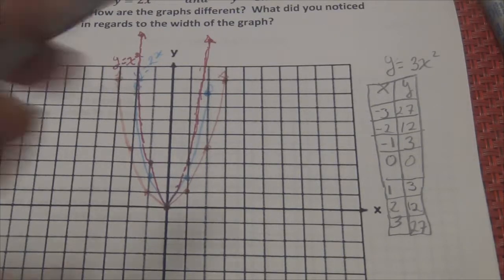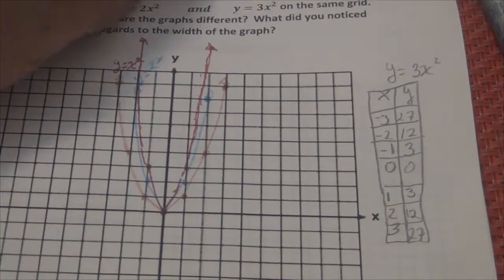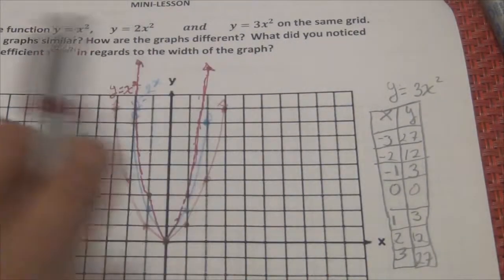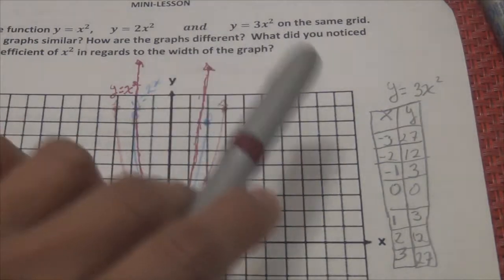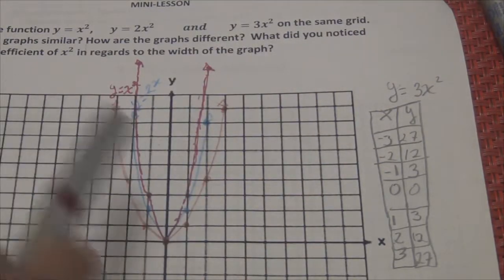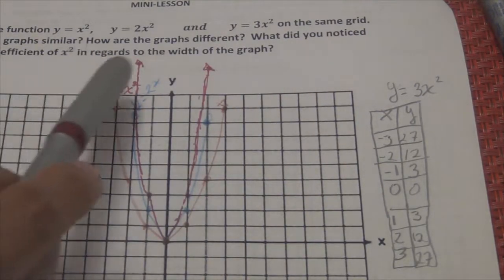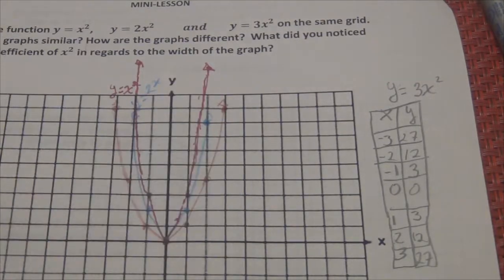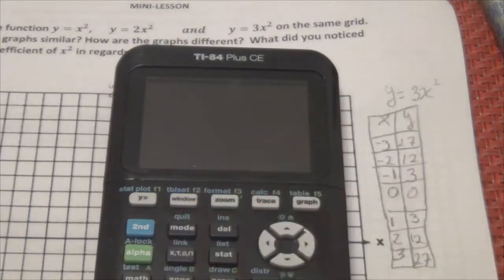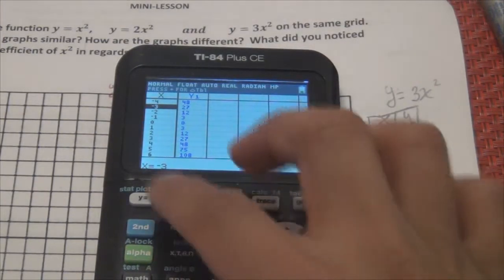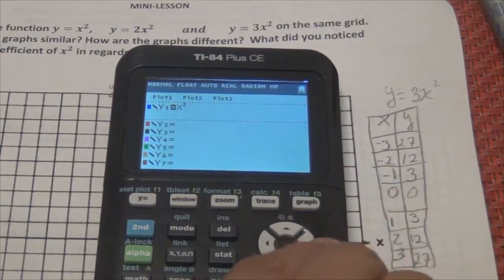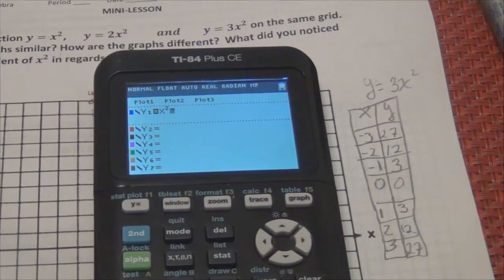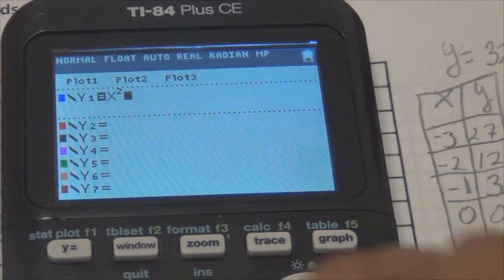Okay. Look at what it says. It says, on the same grid, how are the graphs similar or how are the graphs different? What did you notice about the coefficient of x squared in regards to the width of the graph? Well, I can tell you right now, and I'm going to show it to you on the calculator. So the graphs were the following. x squared. That was the first one, right? That was the first graph.